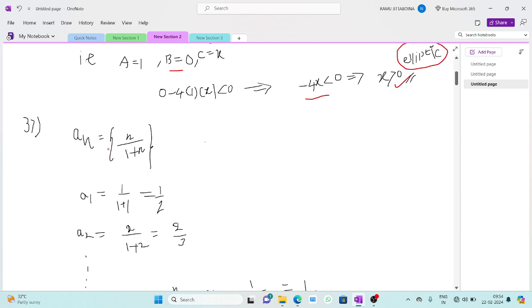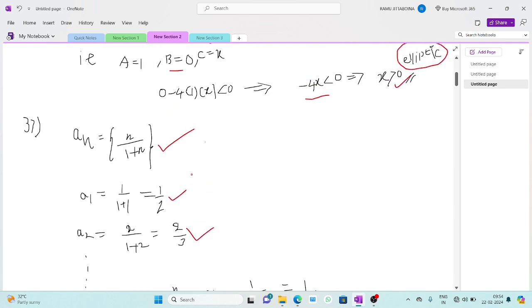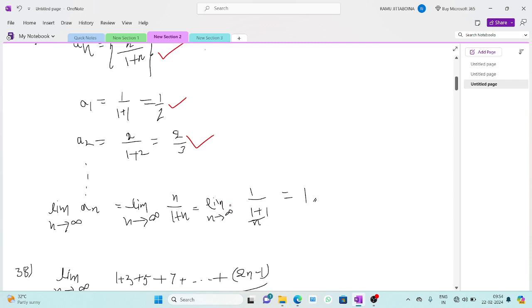So I consider the given sequence as a_n. I take the initial point: for n equal to 1, I get 1 by 2, and for n equal to 2, I get 2 by 3. Okay, so I need the nth term. If I go to infinity, I get 1.